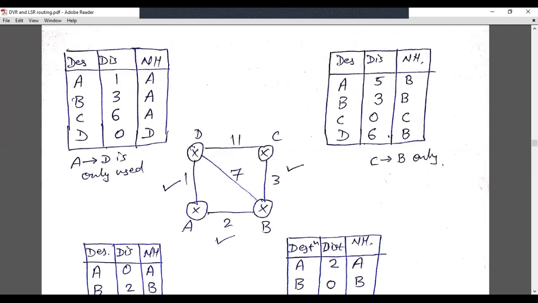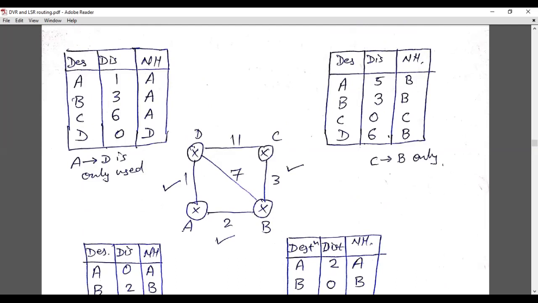Likewise, if you see for router C, C to A, is it possible? C to A is possible with the reverse path through B, right? So 3 and 2, this is only possible. Why? Because there are no directed edges. These are all undirected edges. That's why it can follow both the directions, right?